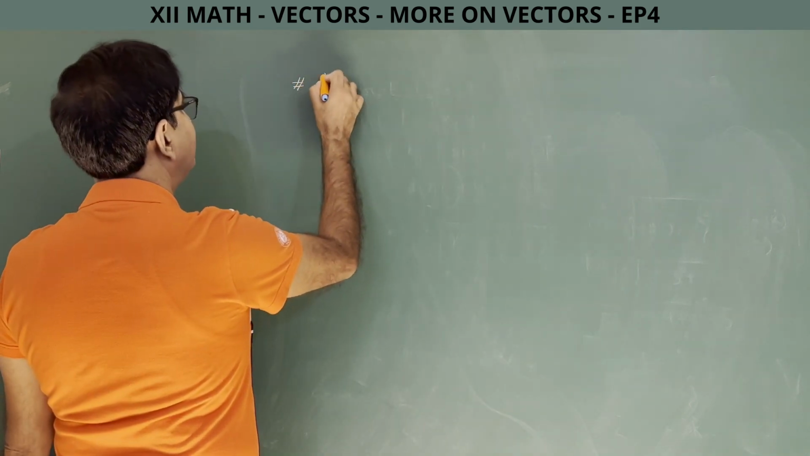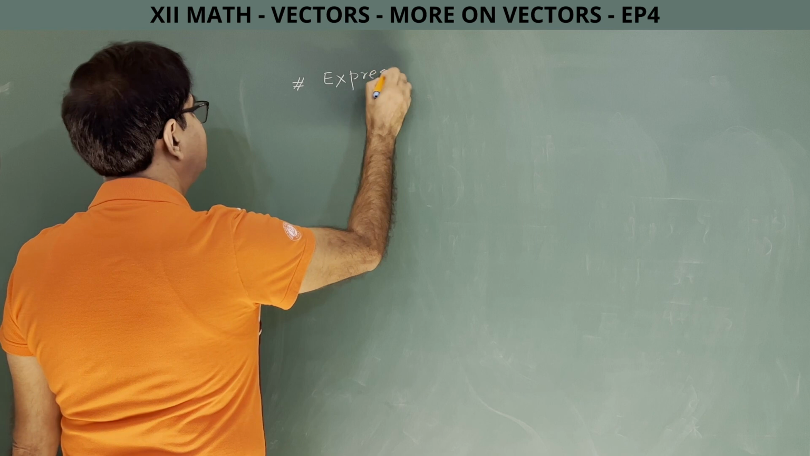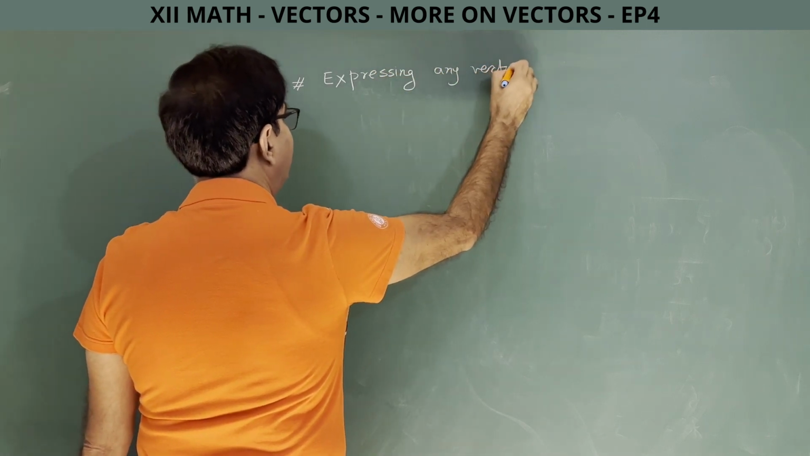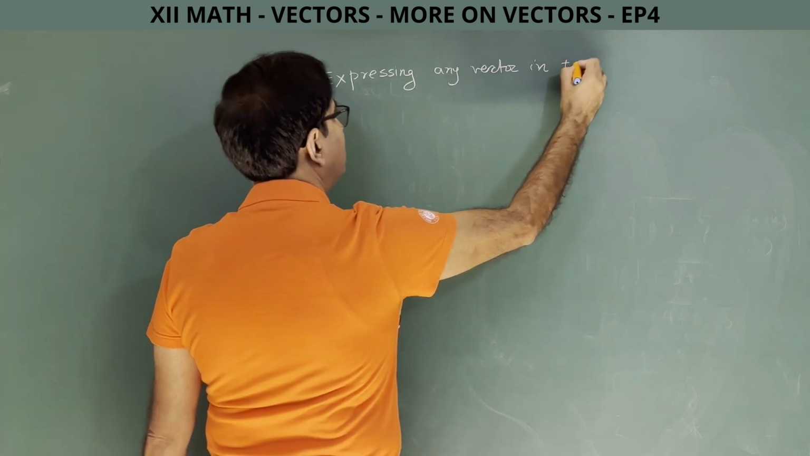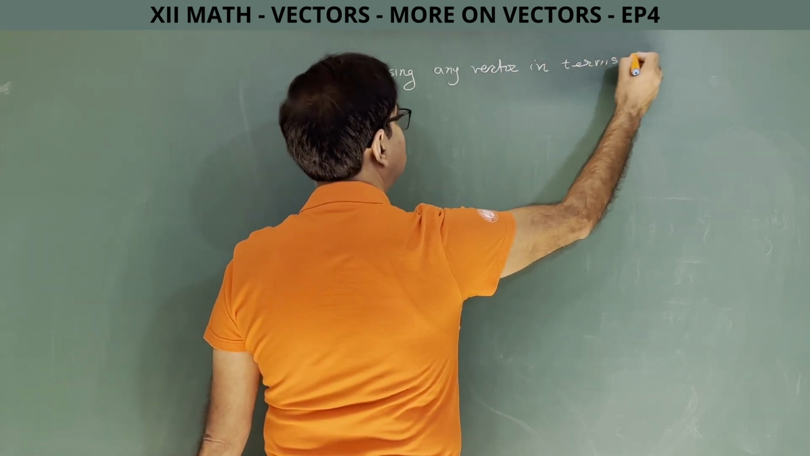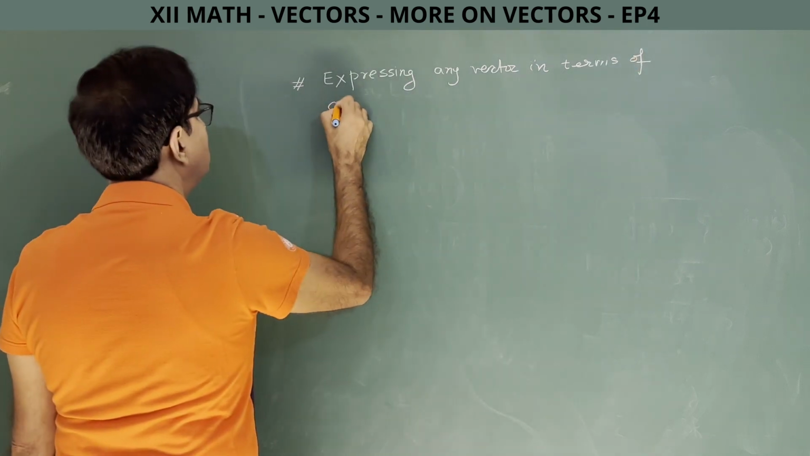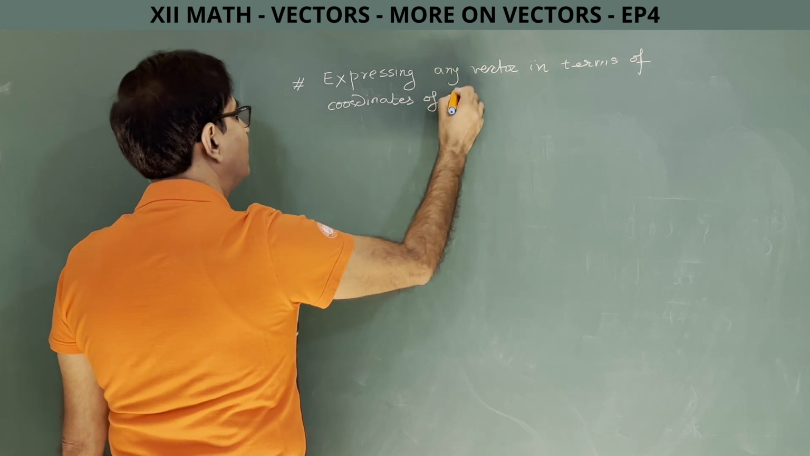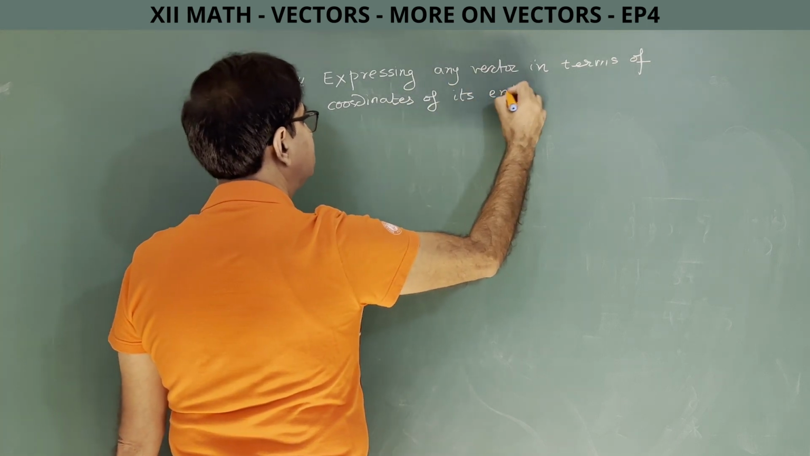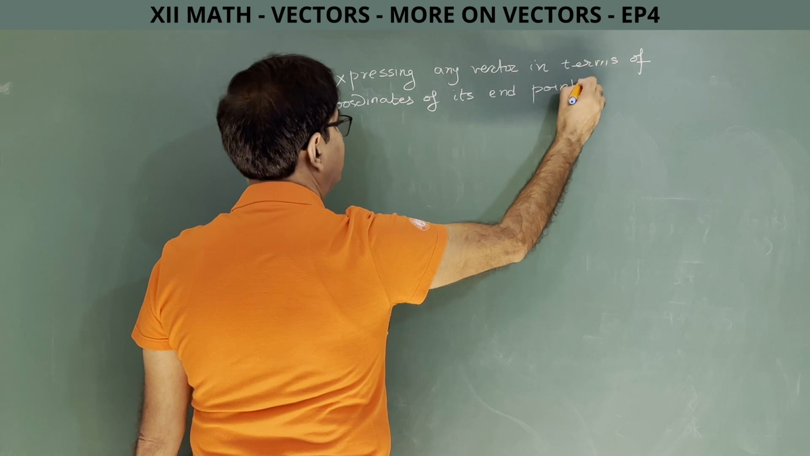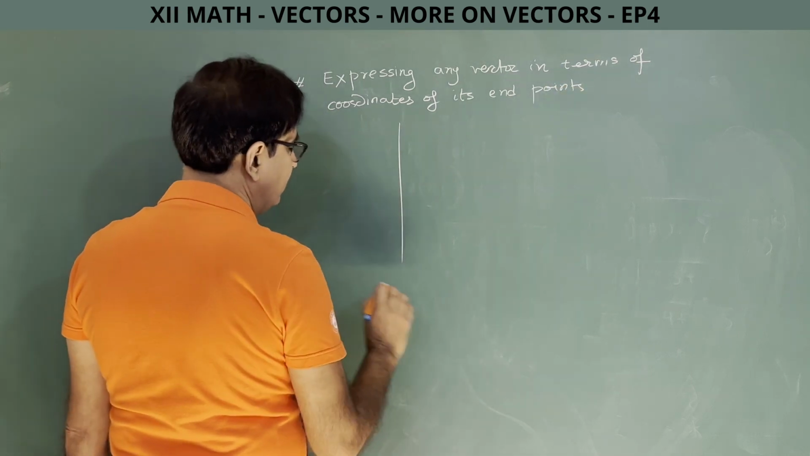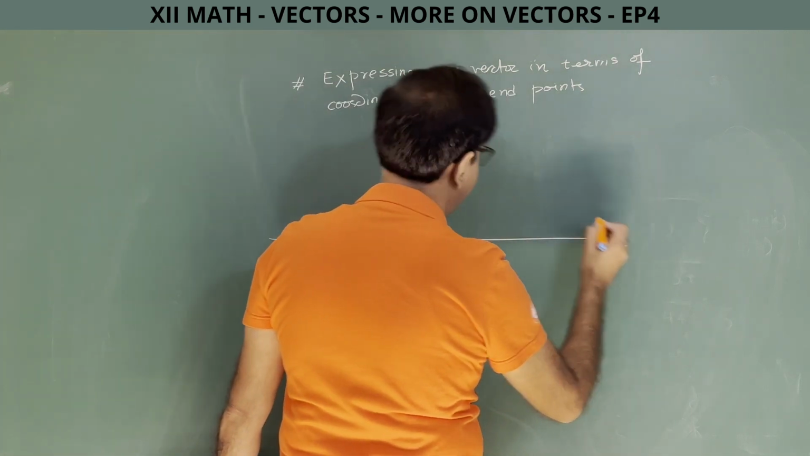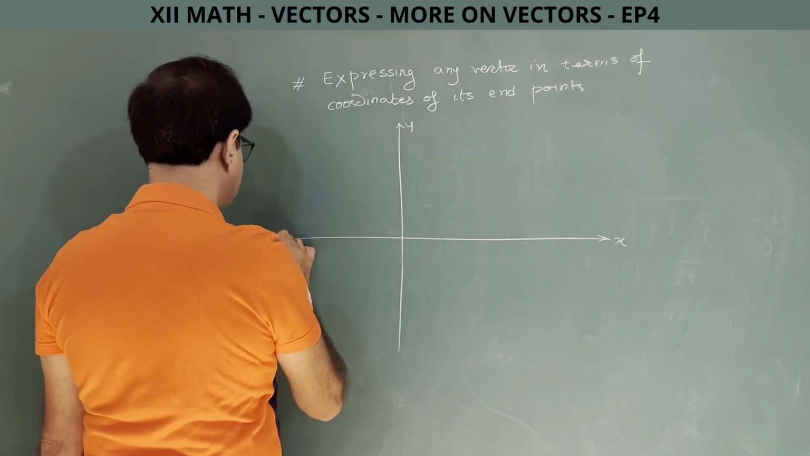This is expressing any vector in terms of coordinates of its endpoints. All right. Let me do a 2-dimensional diagram and we will use it for 3D diagram also.